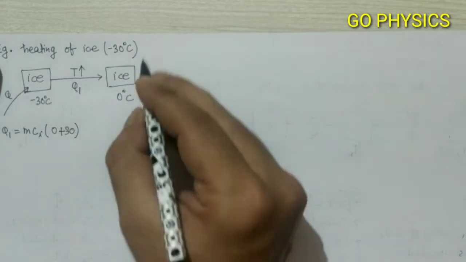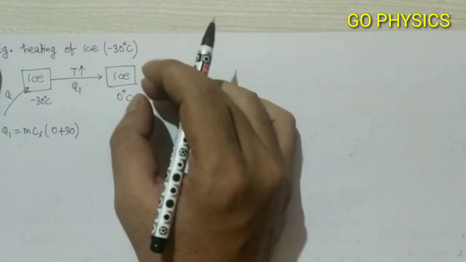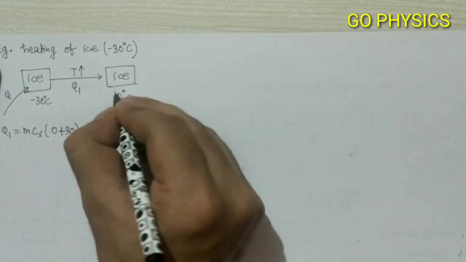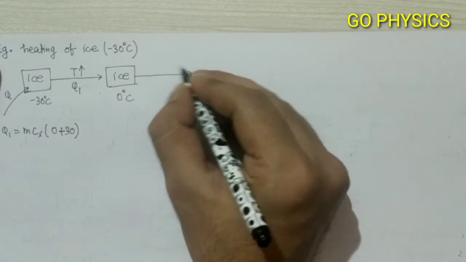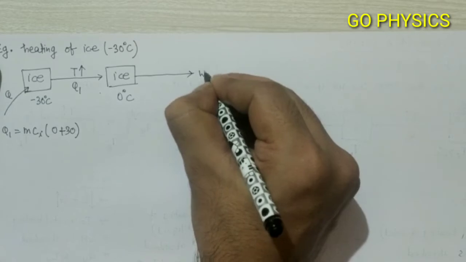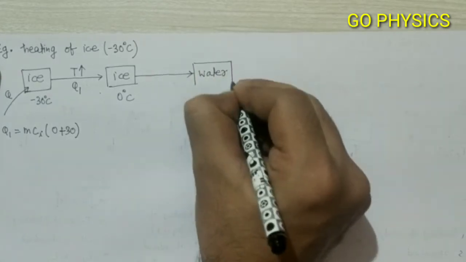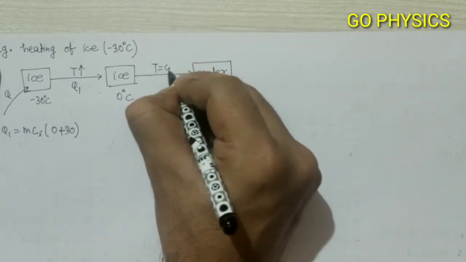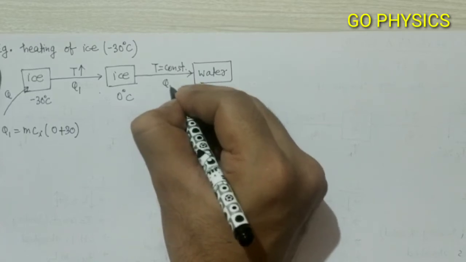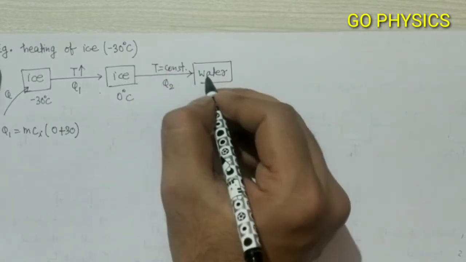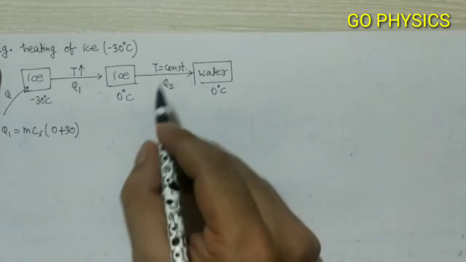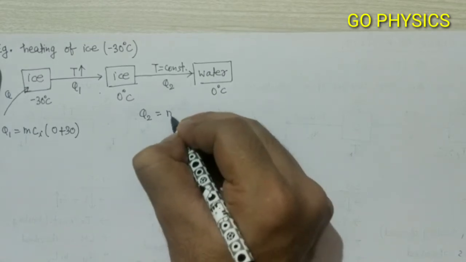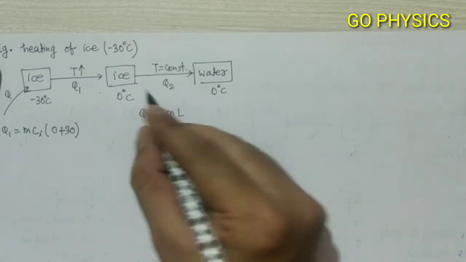Since heat is continuously supplied, now what will happen? The ice will start melting, and it will finally melt into water. And since it is a phase change process from solid to liquid, temperature of the system will remain constant. And let us suppose Q2 amount of heat is absorbed by the ice to get converted into water at the same temperature. So this Q2 is latent heat. So Q2 will be equal to mass into latent heat of fusion of ice.